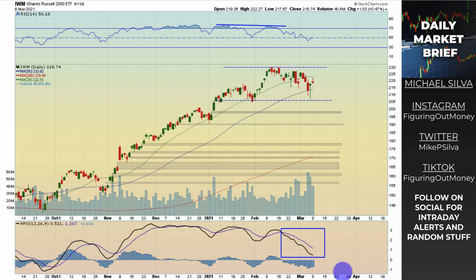Price percent oscillator still heading down. We do see the histogram kind of turning up a little bit here. So perhaps we play around in this channel for a little bit longer before breaking out of it to the upside or to the downside here.